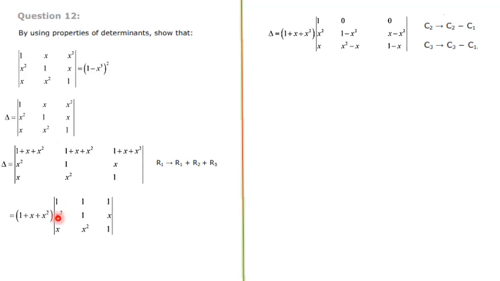So C1 remains the same, no change, 1, x, x square, and C2 is changing, C2 minus C1, that is 1 minus 1, that is equal to 0. Next is x minus x, it's written, and the next element is x square minus 1, that is here. Now C3 changes to C3 minus C1. C3 is here, 1 minus 1, that is equal to 0. Next x square minus x, that is here, again 1 minus x, that is written here.